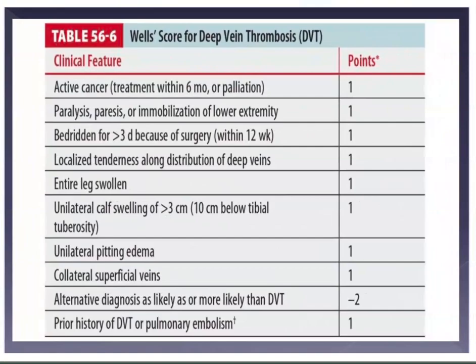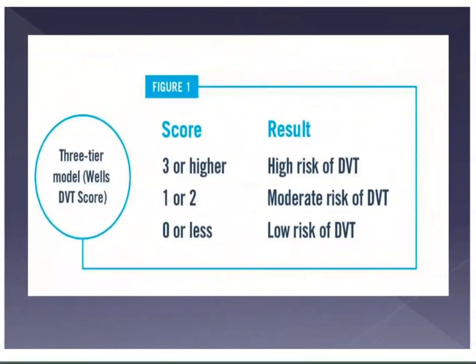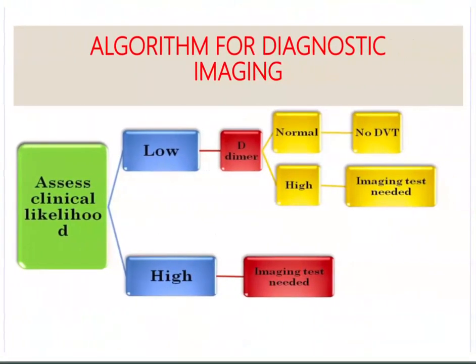Alternative diagnosis as likely or more likely than DVT. If you are querying other diagnoses, it's a score of -2. Okay, if this patient has got a prior history of DVT or pulmonary embolism, it's a score of 1. So now, after you've assessed your patient and you find that this patient has got a score of 3 or higher, there's a high risk of them having a DVT. If it's 1 or 2, it's a moderate risk, and if a score of 0 or less, it's a lower risk. Now, this is going to give you an algorithmic diagnostic approach for the imaging that you're going to do.